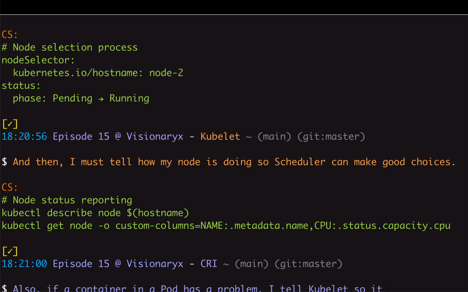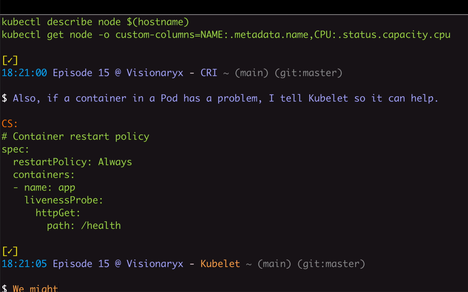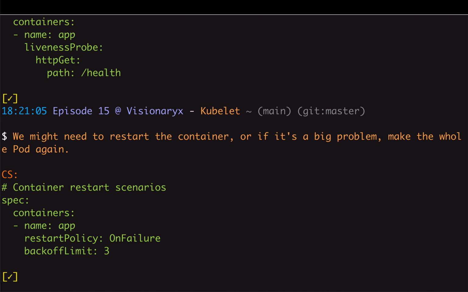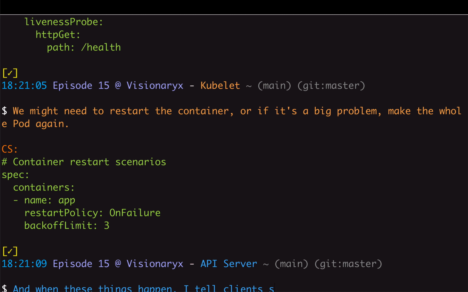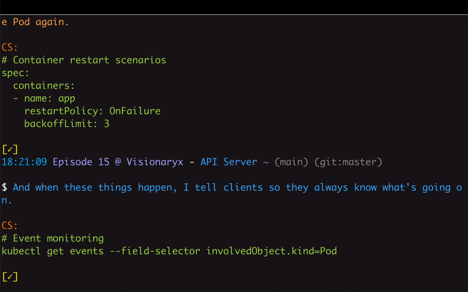Also, if a container in a pod has a problem, I tell Kubelet so it can help. We might need to restart the container, or if it's a big problem, make the whole pod again. And when these things happen, I tell clients so they always know what's going on.